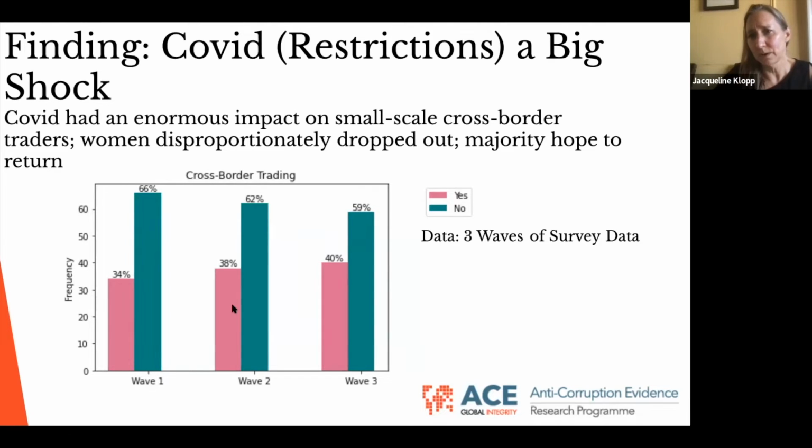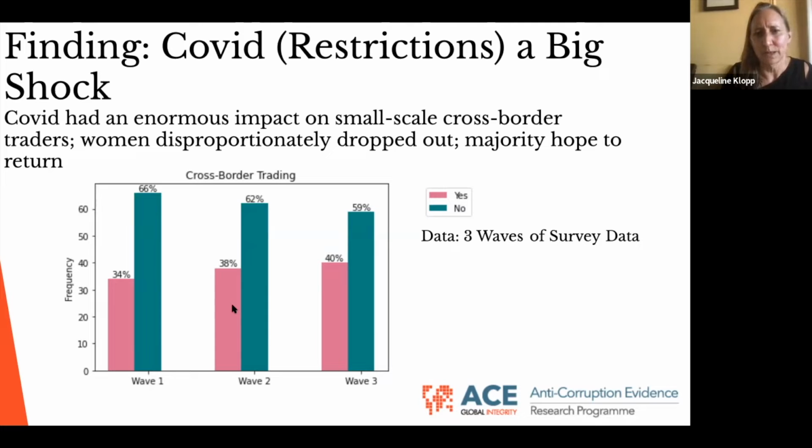suggesting that they tended to be less wealthy or less able to deal with this kind of shock. Now, the wealthier traders could come up with strategies. For example, they could come together and hire a truck because trucks could cross, let's say, the Busia border at a certain time, but they would not accept people walking or using other means of transport.